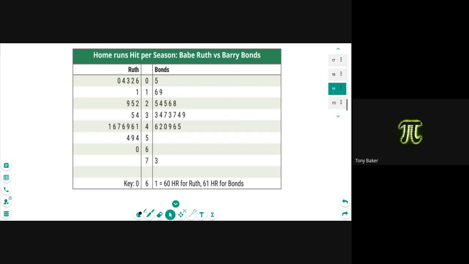The number in the middle is the 10s. The number on the edges, the 1s. Okay? So that's 73. That's 54. That's 59. That's 54. Okay?